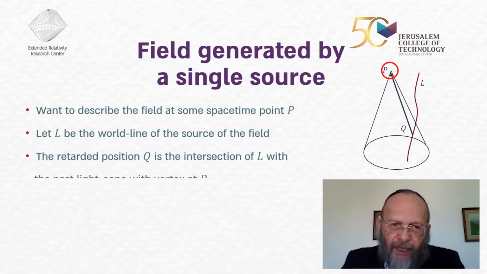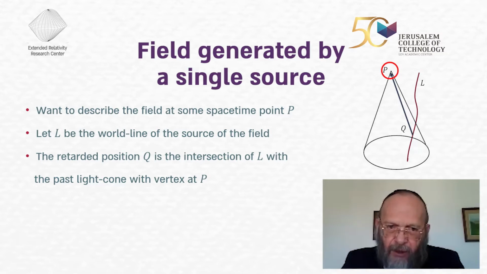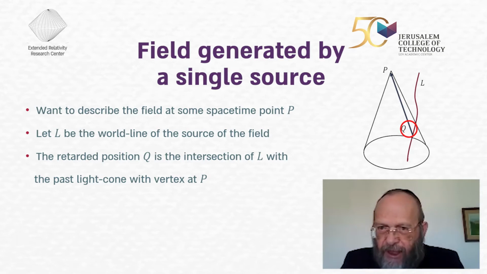Then we have to define the retarded position Q, which is the intersection of the past light cone with vertex at P. We build up a light cone, and we look at the intersection of this cone with the line L. That means this is the point such that the field of the source, when it was at that point, reached me at time t. So this is the only relevant information for me. It doesn't matter where it was at other times, it doesn't matter where I was.